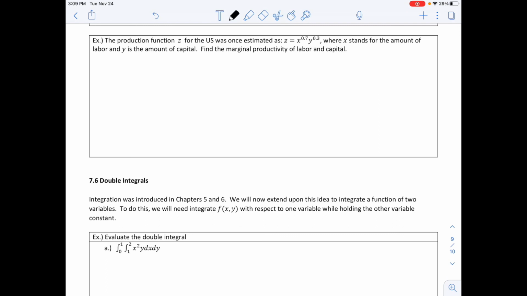And so since x is our labor, we need to find the partial derivative with respect to x of f(x, y). And since y is our capital, we need to find our partial with respect to y of f(x, y). And so this is going to give you your marginal productivity of labor and your marginal productivity of capital. So I'm going to go ahead and circle this one, and we'll finish it together in class, but see if you can take those partial derivatives of our productivity function on your own.